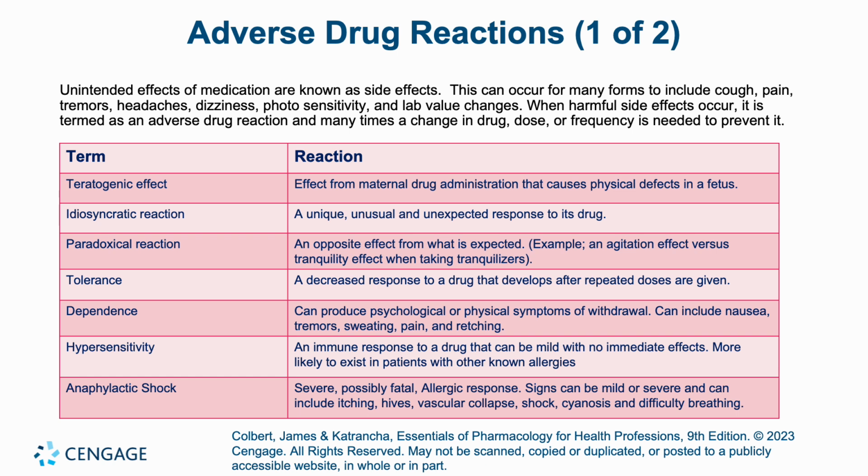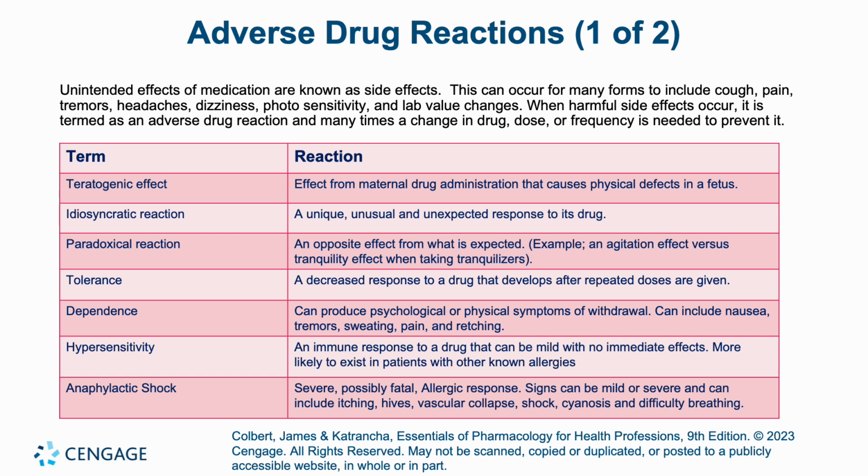Paradoxical reaction is an opposite effect from what's expected. So for example, someone was given something to sedate them and then they got really agitated. And this can happen with certain conditions or certain med interactions. Tolerance means a decreased response to a drug that develops after repeated doses are given. So the body builds up what we call a tolerance and the drug is no longer effective.